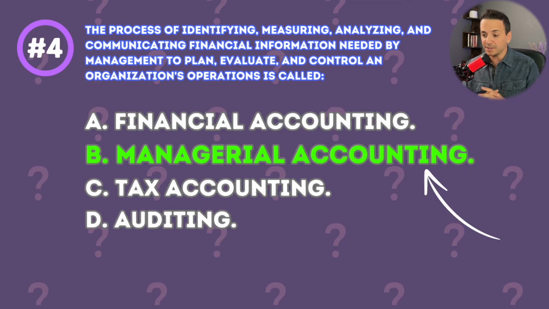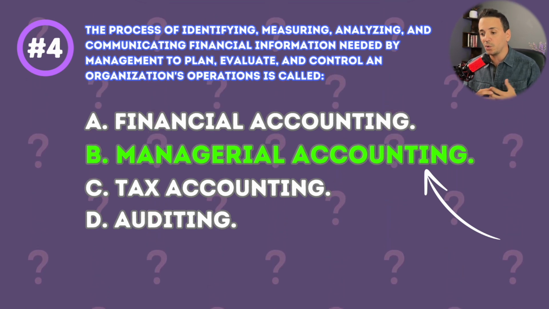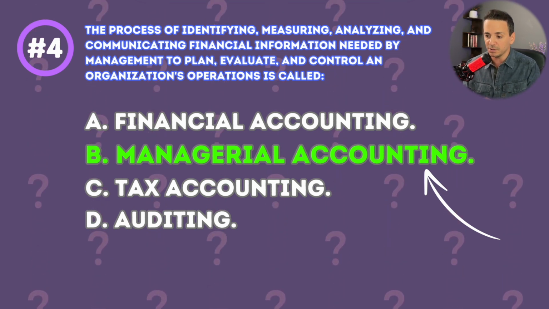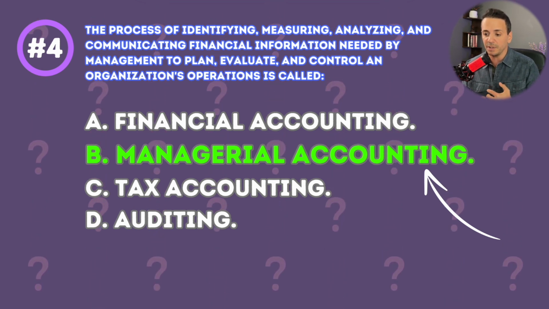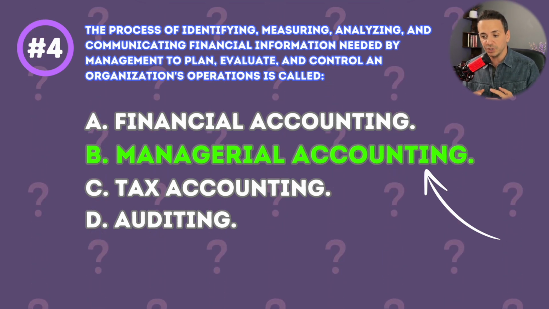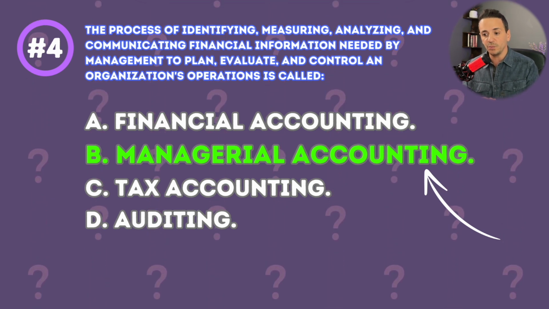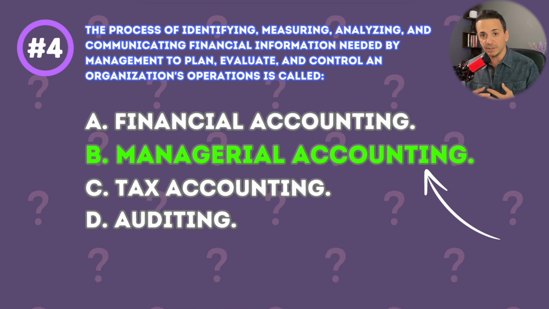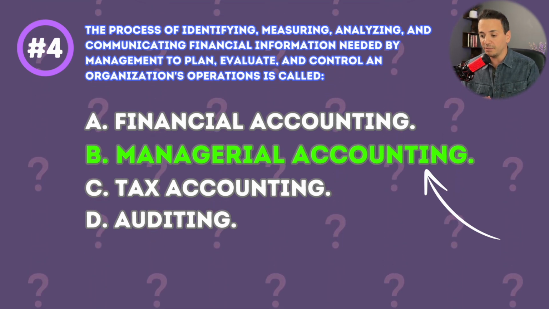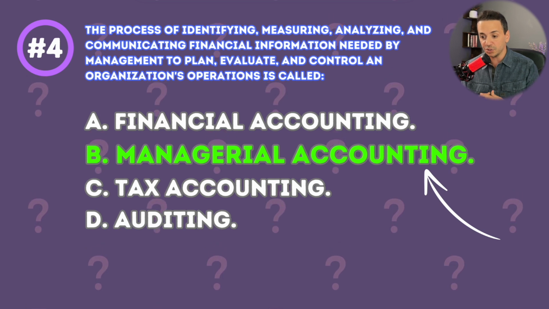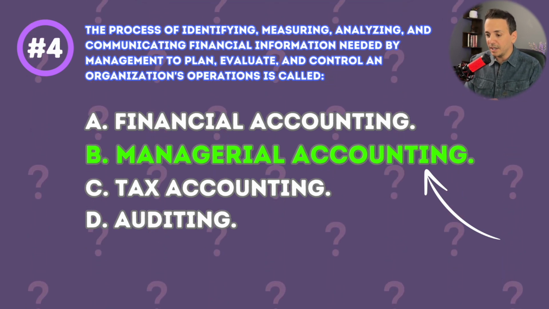All right. Of course, the right answer is managerial accounting. Financial accounting is just the process of recording business transactions, closing the period and creating financial statements. Tax accounting is the process by which we record tax provision and tax transactions on the books. And auditing is a process by which the financial books and records are analyzed and examined to determine whether they represent the financial and economic position of the company. So the answer is B, managerial accounting.